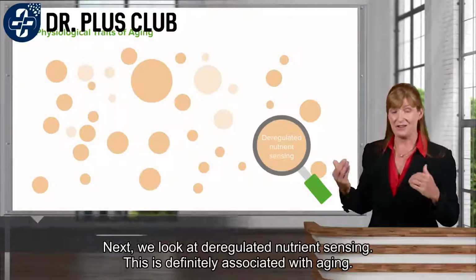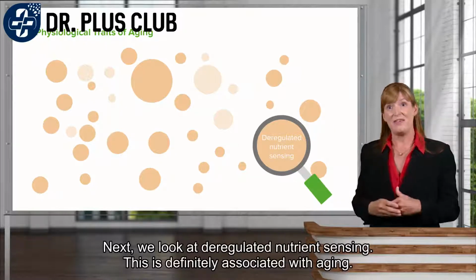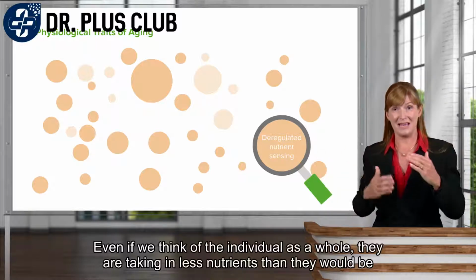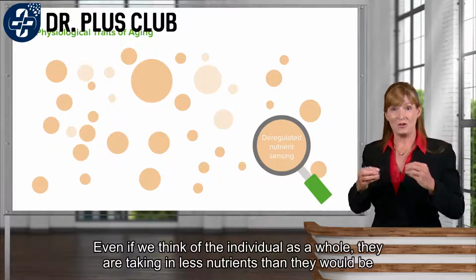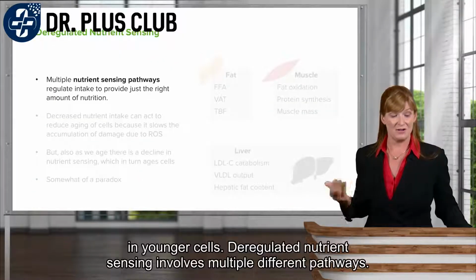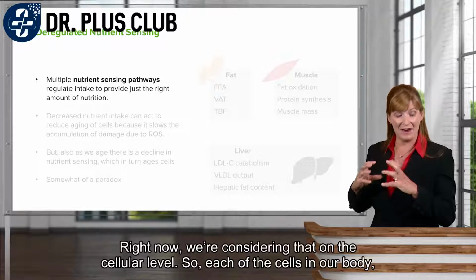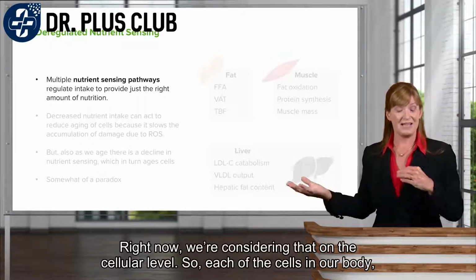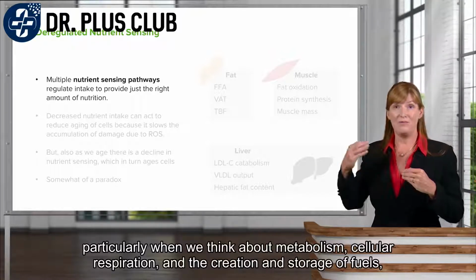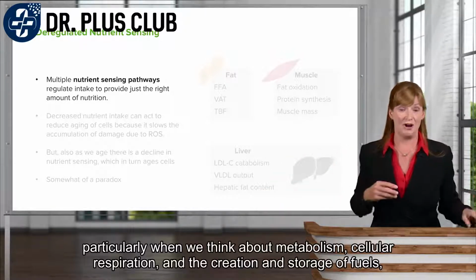Next, we look at deregulated nutrient sensing. This is definitely associated with aging. Even if we think of the individual as a whole, they are taking in fewer nutrients than they would be in younger cells. So deregulated nutrient sensing involves multiple different pathways. Right now, we're considering that on the cellular level. So each of the cells in our body, particularly when we think about metabolism, cellular respiration, and the creation and storage of fuels, right?